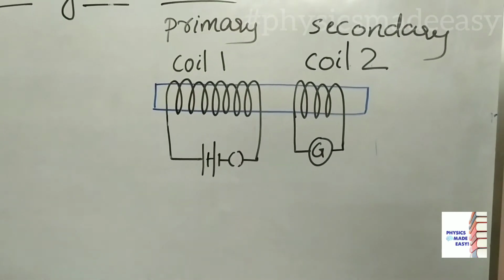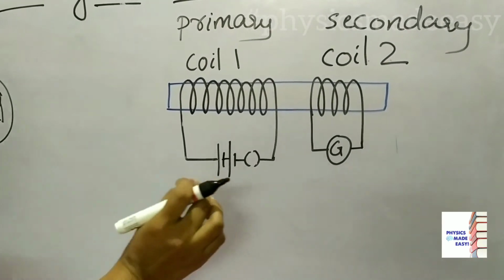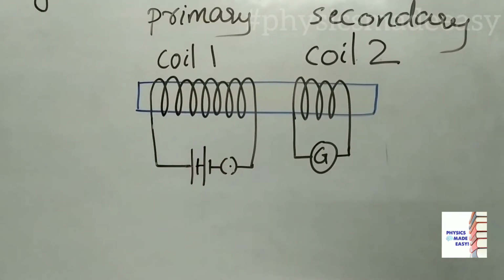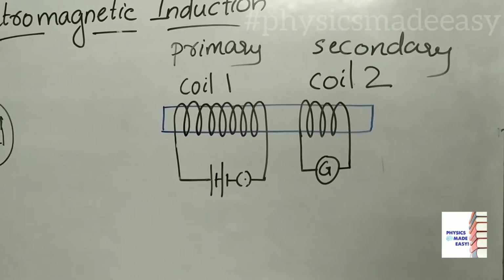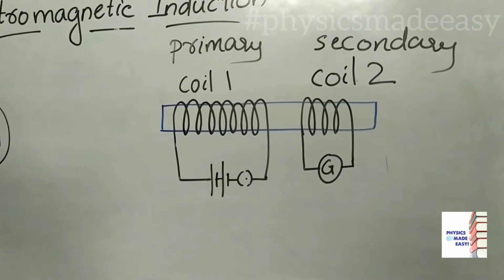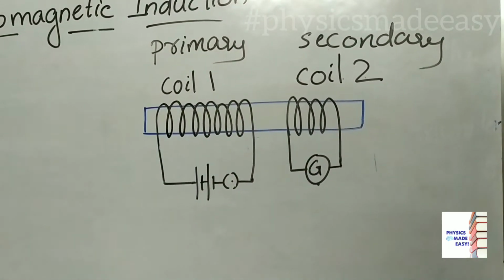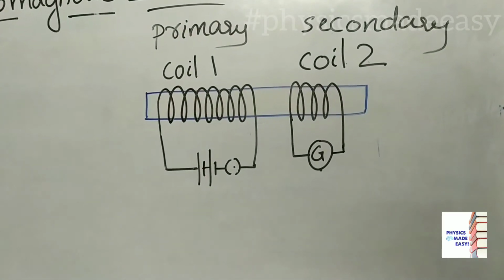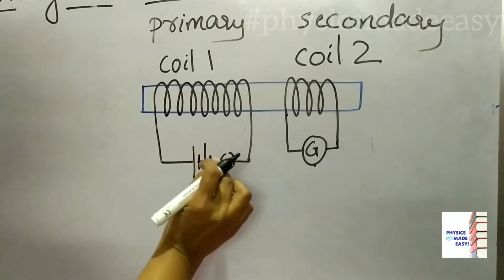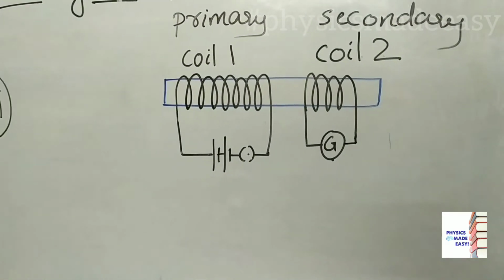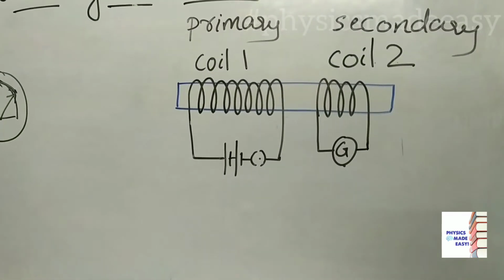Here children, now you can see the key is open. If you are closing the key, what will happen? If you are closing that key, at that moment you can see a deflection in this galvanometer. Then if you are opening this key, that time also you can see a momentary deflection in the galvanometer.